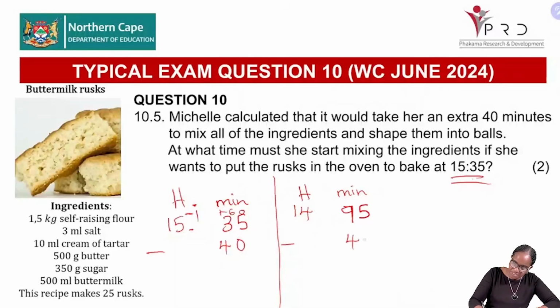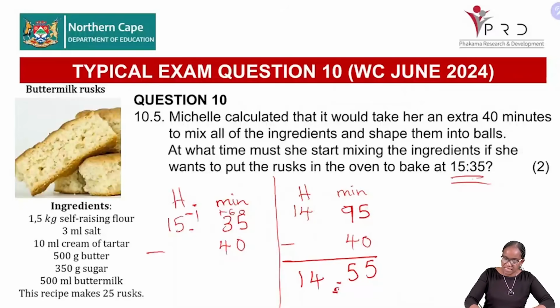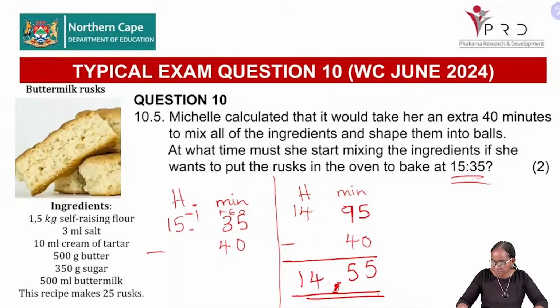Subtract 40 minutes. What do we get? This gives you 55. 9 subtract 4 gives you 5. And then this is the time that Michelle has to start mixing the ingredients: at 14:55.